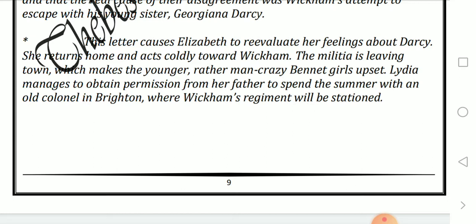The militia is leaving town, which makes the youngest Bennet girl, crazy Lydia, upset. Lydia manages to obtain permission from her father to spend the summer with an old colonel in Brighton, where Wickham's regiment will be stationed. So, what is going to happen after that?